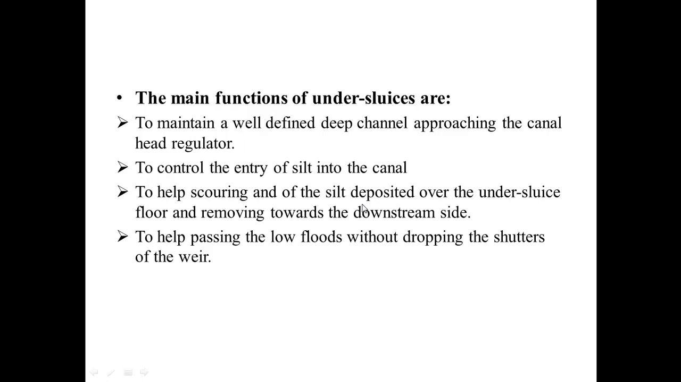Number 4 is to help pass the low floods without dropping the shutters of the weir. Also, when low floods come in the river, these under sluice gates are opened without removing or dropping the shutter of the weir, and the low floods pass over these gates of the under sluices.